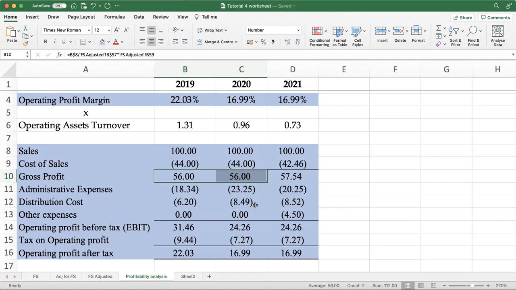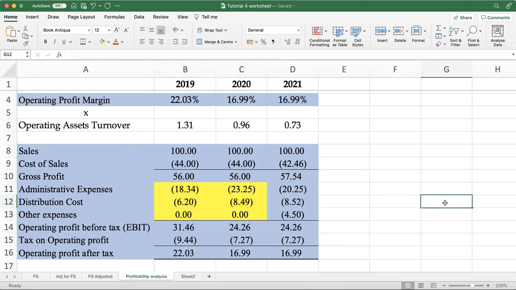But you see, expenses have changed. You see this? Expenses have changed. The administrative expense proportion has increased. Administrative expenses increase relative to sales.